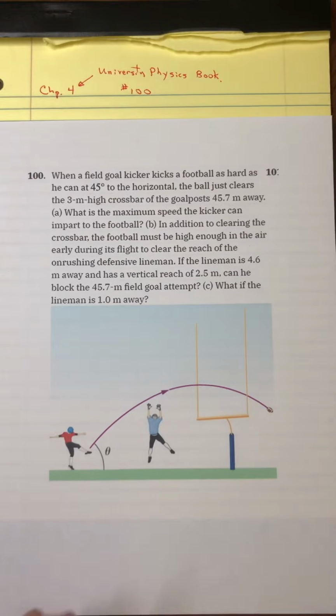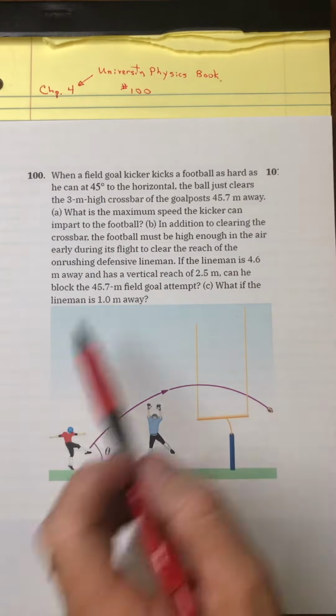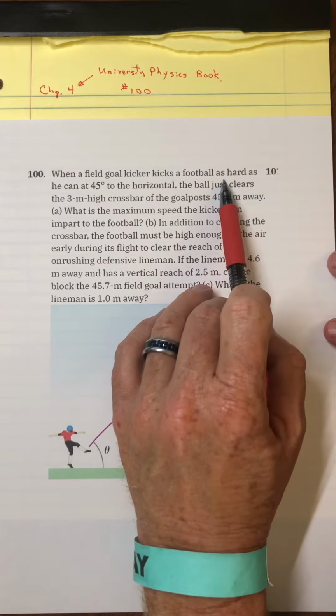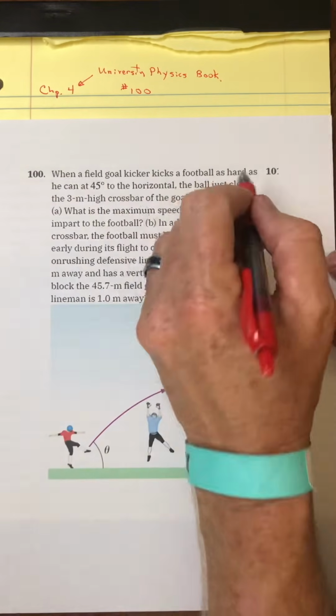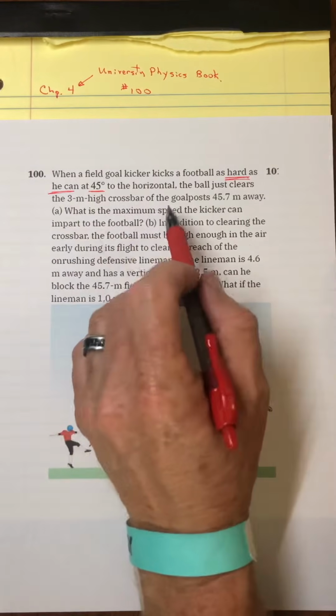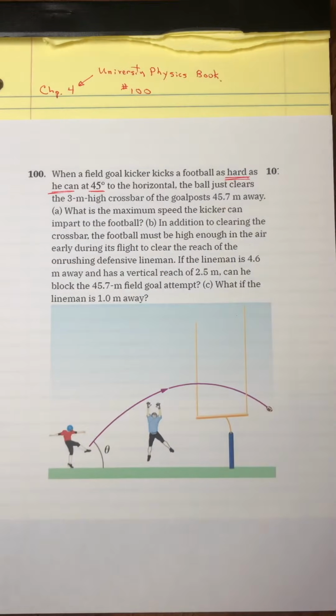All right, let's work through this problem. Here's what it says: when a field goal kicker kicks a football as hard as he can, and keep this in mind, as hard as he can, at 45 degrees. What that's saying is he is kicking it right now at his maximum.